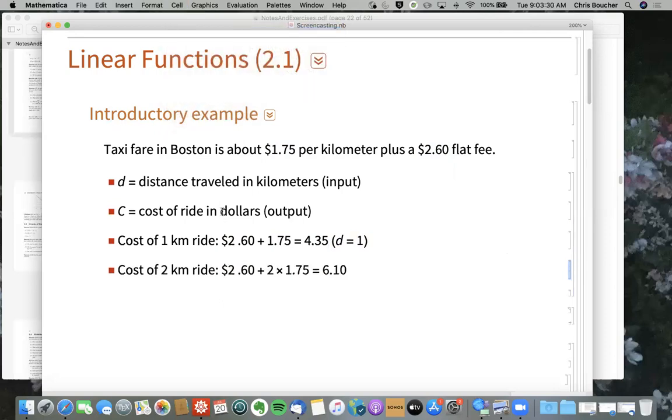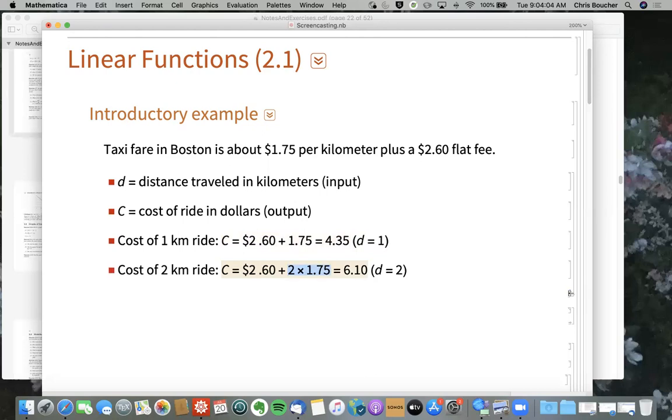What if D equals 2? You can see all I'm doing here is picking some easy values of one variable D, and computing the value of the other variable C. So it might even be worth saying here, this is the value of C, and so forth. Notice that when I go 2 kilometers, I pay the $2.60, and then I have to add 2 kilometer charges, 2 times $1.75.